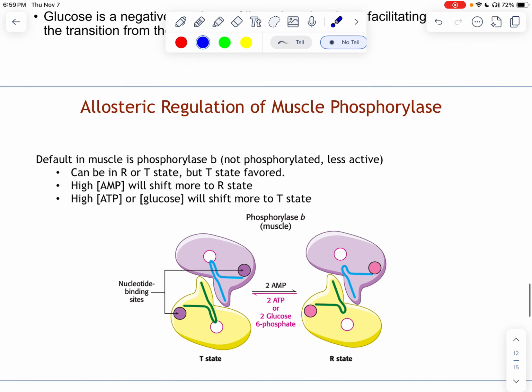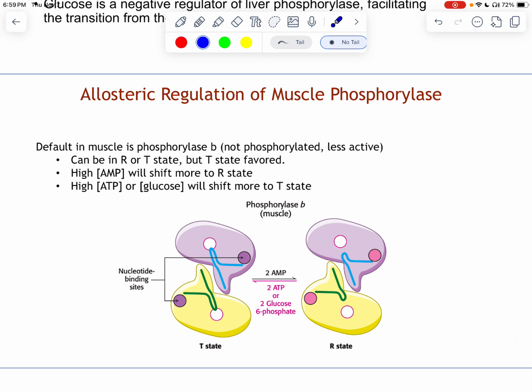All right, let's look at muscles. In muscles, muscles are not charged with keeping your blood glucose level, and muscles really want to save their glycogen and really only use it when it's really, really necessary. So the default in the muscle is phosphorylase B. And we know when we're in phosphorylase B, the T state's favored. So our default is the least active form in the muscle. Remember, the B form's not phosphorylated.